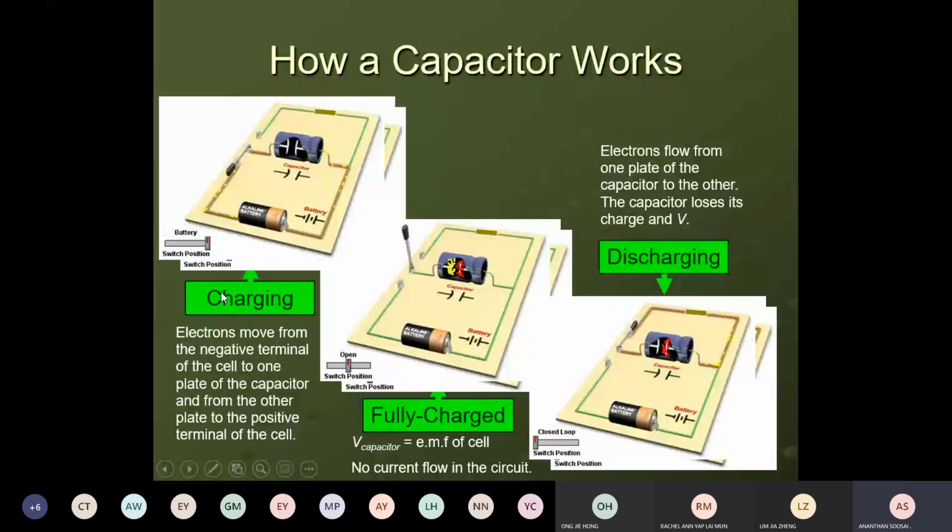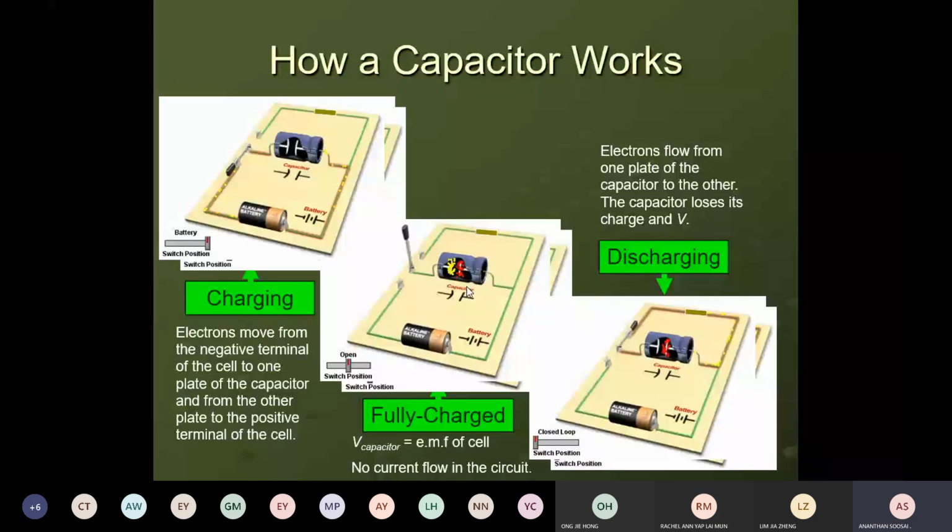Okay, so the electrons move from the negative terminal of the cell to one plate of the capacitor and from the other plate of the capacitor. When fully charged, the voltage of the capacitor equals the EMF of the cell. So no current flows in the circuit when fully charged. Once the capacitor is fully charged, you can take out the capacitor. It's acting as a battery now.